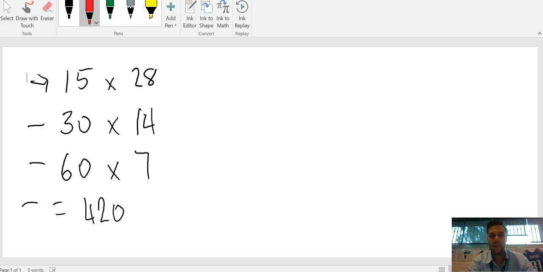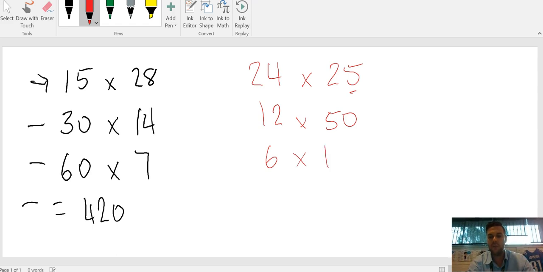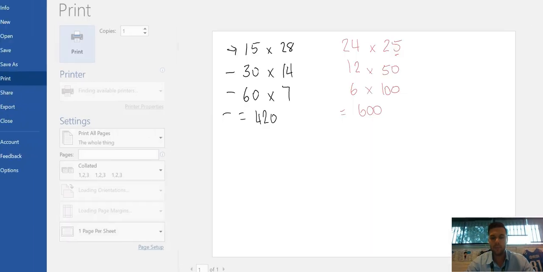Our last one, let's go 24 multiplied by 25. Again, we've got an odd number, so let's turn this one into 50 and halve the 24 into 12. Once again, still quite hard to do off the top of our heads, so let's double and halve one more time. Make that 6 because we halve the 12, and double the 50 to make that 100. It then leaves us 6 times 100 equals 600. Much easier to do.